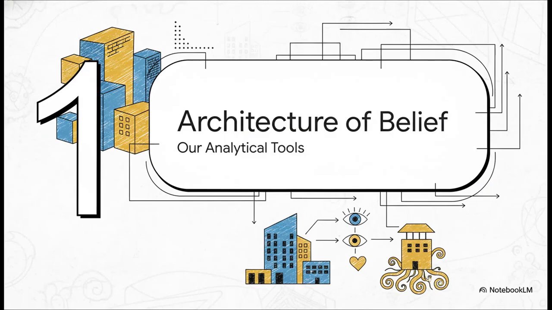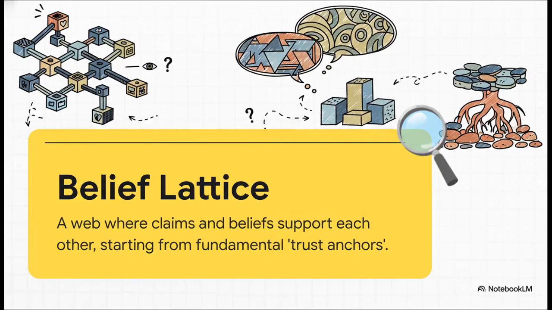All right, first up, the architecture of belief. Before we start digging in, we'll need a few key concepts to understand exactly how these structures are put together. So our first tool is this idea of a belief lattice. I want you to picture a belief system not as a straight line of facts, but more like a spider's web. It's this intricate lattice where every single point, a historical claim, a moral value, a trusted source, is connected to and supports all the others.